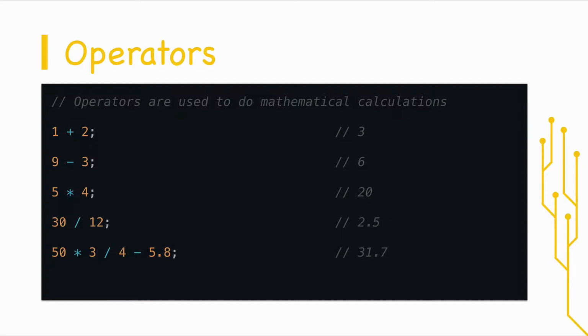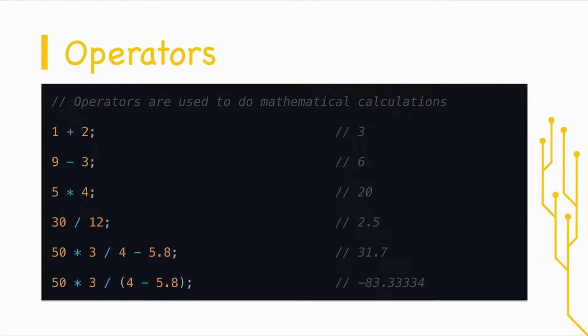And then after JavaScript is done with the division, we move on to the multiplication. So the multiplication operation is 50 into 3 divided by 4. And 3 divided by 4 is 0.75. So the operation here is 50 into 0.75, which results in 37.5. And finally, we have the subtraction, which in this case is minus 5.8. So 37.5 minus 5.8 results in 31.7. And that is the output that we get after this code is executed, as you can see on the right hand side. So even in JavaScript, the order of operations is maintained.